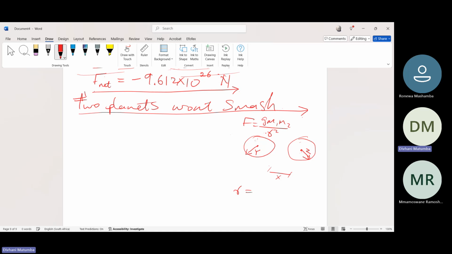So this is what we are looking for. What is the value of R in this case? If the radius of the first planet is Y and the radius of the second planet is Z, what will be the value of R? So would it not be Y plus Z? Yes. Okay.